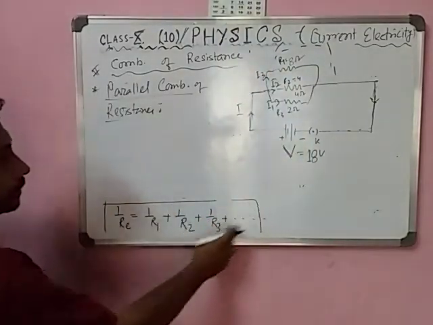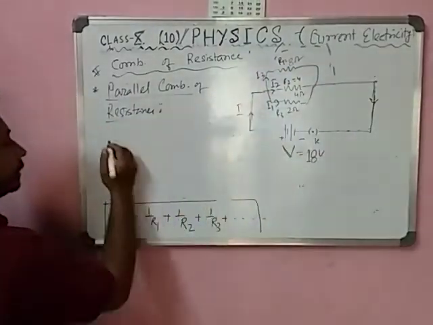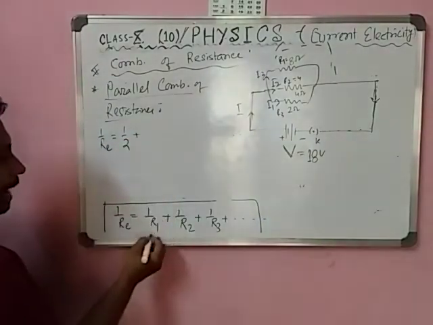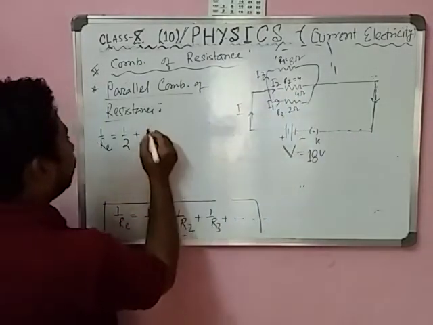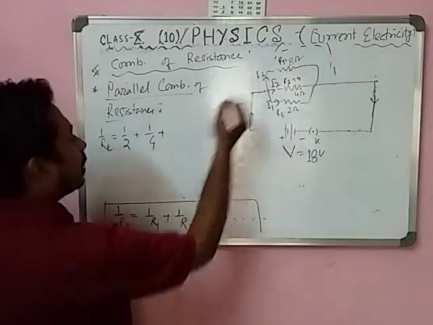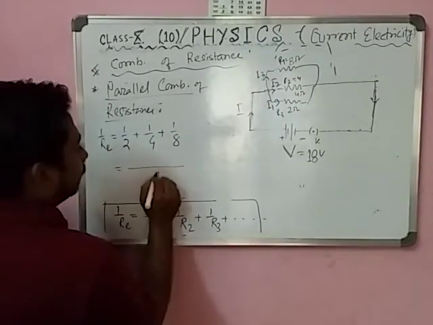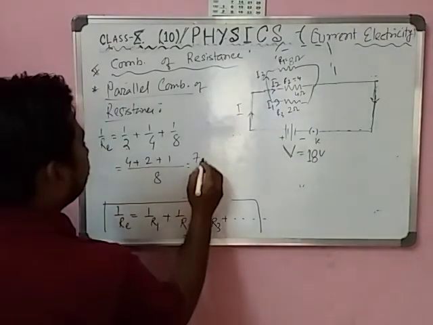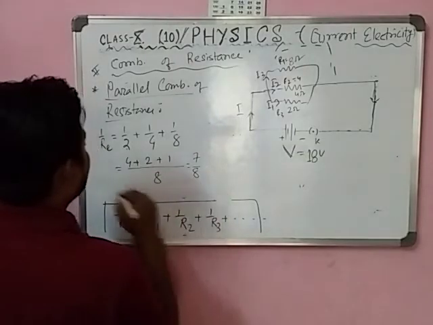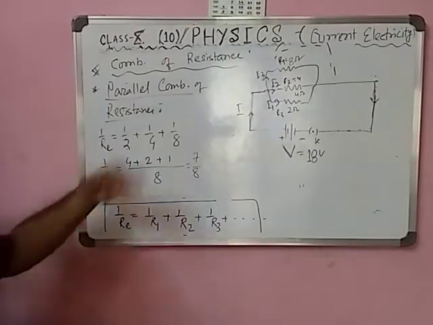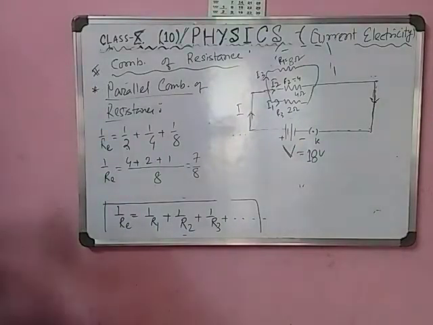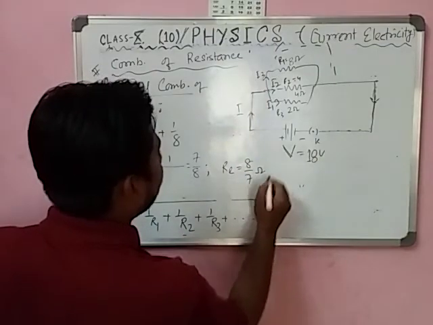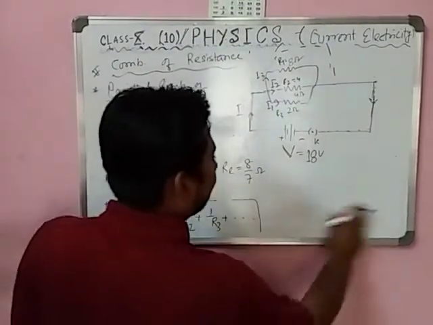So students, you use this formula to get the total resistance: 1 by R effective is equal to 1 by R1 plus 1 by R2 plus 1 by R3. That is 1 by 2 plus 1 by 4 plus 1 by 8. Take LCM 8: 4 plus 2 plus 1, so it will be 7 by 8. Now remember you have to change it. This is 1 by R effective, you need R effective. So R effective equals 8 by 7 ohm.